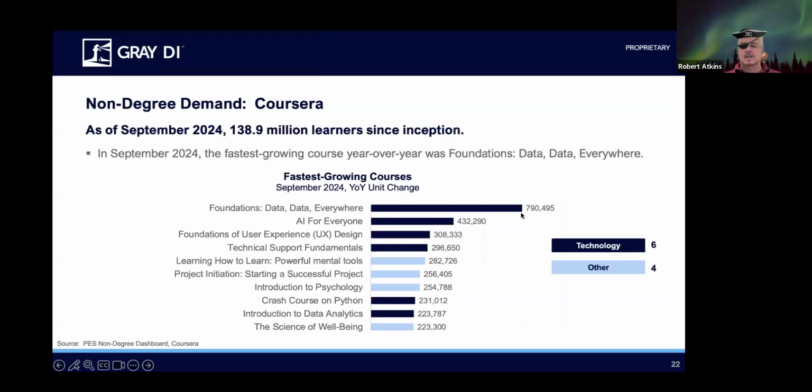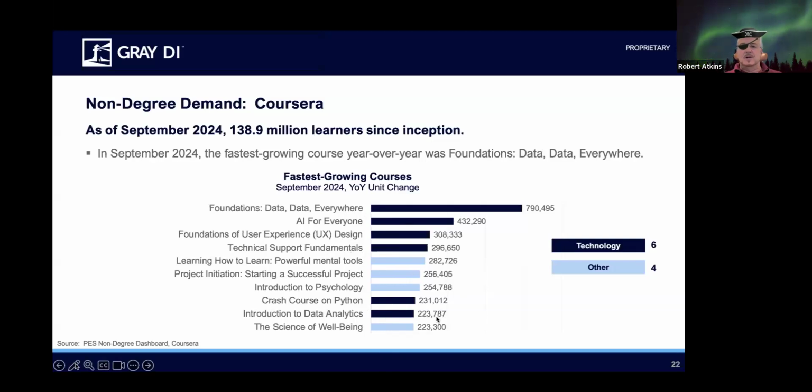Technology leads these lists. It'd be even more true if we went to some of the other massively open online courses, MOOCs. But in here, we see Data Everywhere, AI for Everyone, Foundations of User Experience or UX, Technical Support Fundamentals, Crash Course on Python, and Introductions to Data Analytics. The data analytics coming back again. Look at the size of these things.